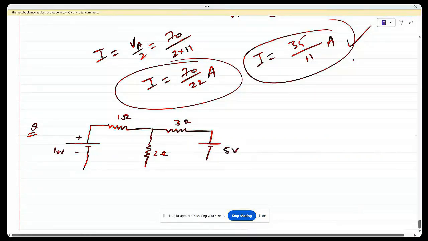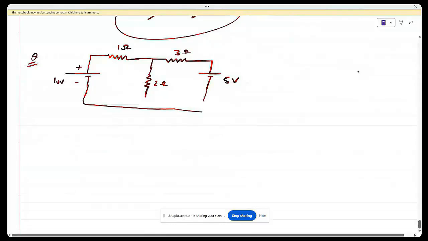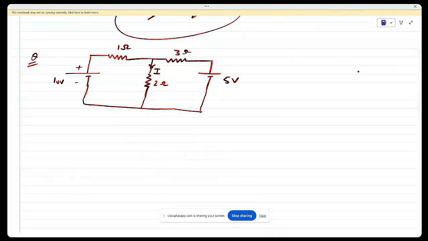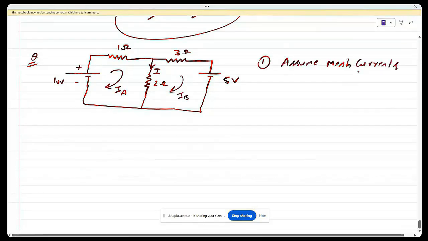This is the case. Here again you have to calculate the value of this current. Okay. Value of current flowing in this. Let's say this current is I. But here you have to use mesh analysis. Means what? First of all you have to assume mesh currents. Let's say this current is IA. And let's say this current is IB. This is step number 1. So what is step number 1? Assume mesh currents.